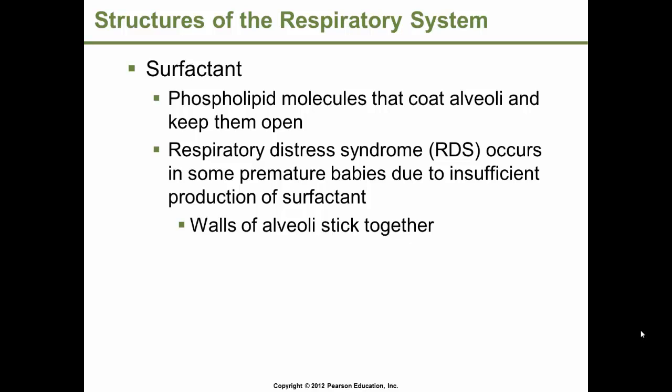Respiratory distress syndrome, RDS, occurs in some premature babies due to insufficient production of surfactant, causing the walls of the alveoli to stick together. Surfactant production in infants begins in about the 8th month to ensure enough surfactant is present upon birth when the first breath is taken. Treatment, if the infant is born prematurely, includes mechanical respirators, as well as artificial surfactant that can be given to premature children.